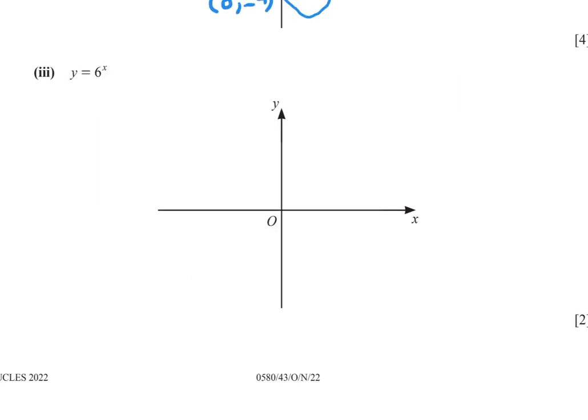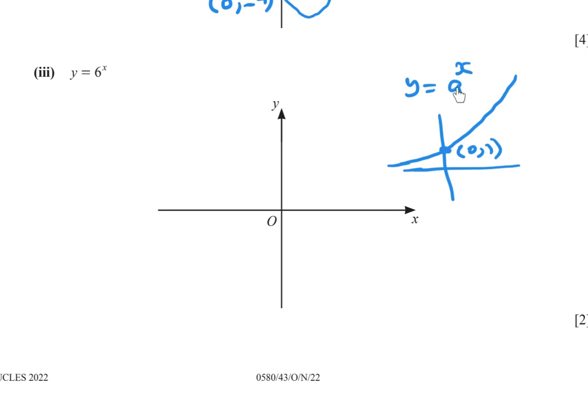For triple I, y equals 6 power x, this exponential function. In general, for the exponential function, if you have y equals a power x, this is the graph for the function. Start from the second quadrant, then intersect the y-axis at the point 0 and 1, because if x equals 0, y equals 1, so this is the point 0 and 1.